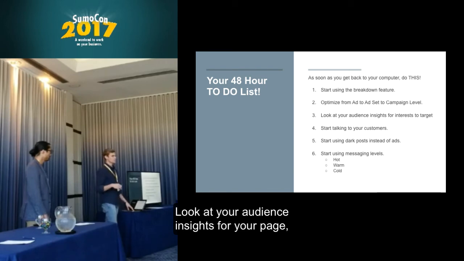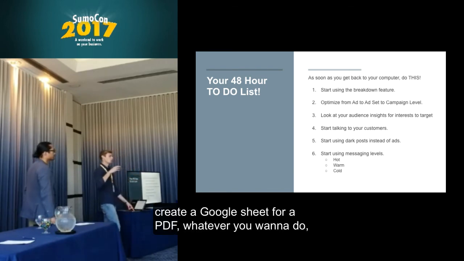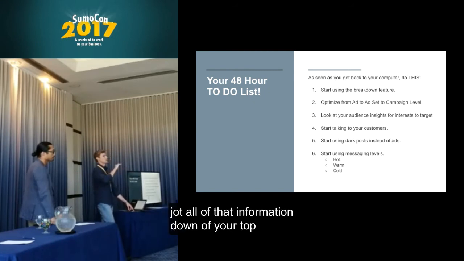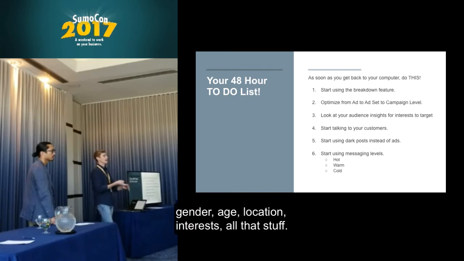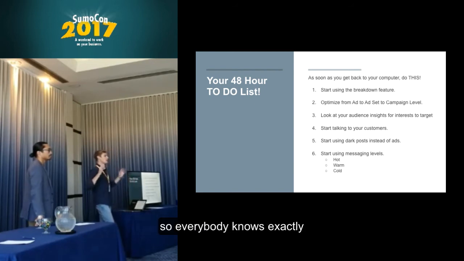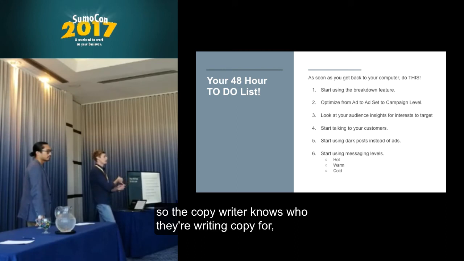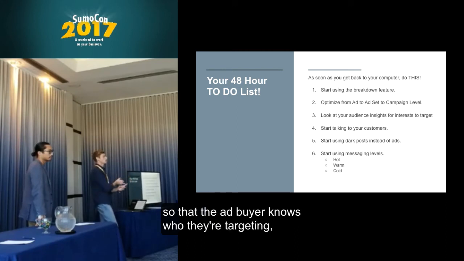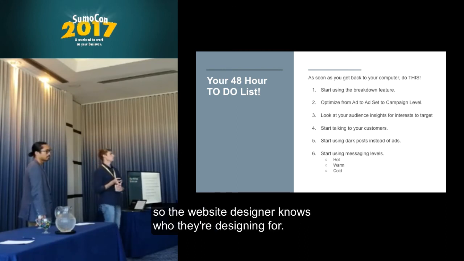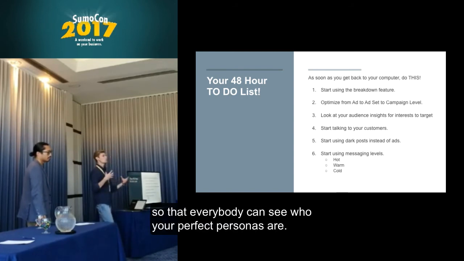Look at your audience insights for your page. Create a Google Sheet or a PDF, whatever you want to do. Jot all of that information down of your top gender, age, location, interests, all that stuff. Put it in a shareable document. Share it with your entire team so everybody knows exactly who your top converting customer is, so that the copywriter knows who they're writing copy for, so that the ad buyer knows who they're targeting, so the website designer knows who they're designing for. To create a central location so that everybody can see who your perfect personas are.